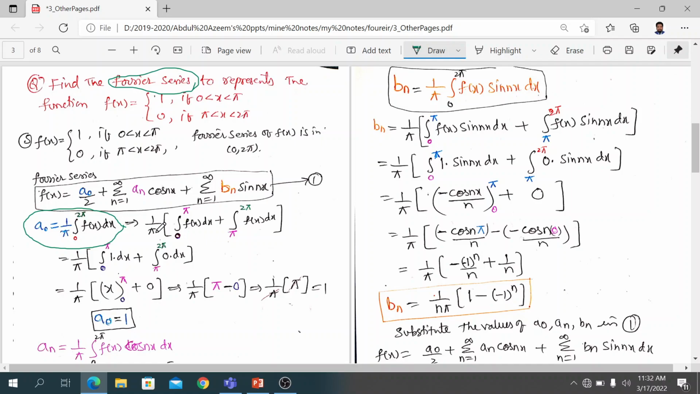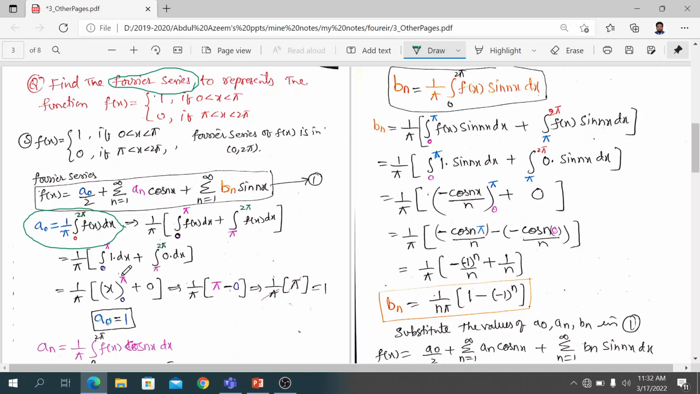So 1 by pi outside, 0 to 2 pi I am writing as 0 to pi f of x dx plus pi to 2 pi f of x dx. This is known as discontinuity only. So 1 by pi integration, what is f of x between 0 to pi? 0 to pi is 1 dx plus pi to 2 pi f of x is 0. So 1 integration of 1 x upper limit pi lower limit 0, 0 into something 0.